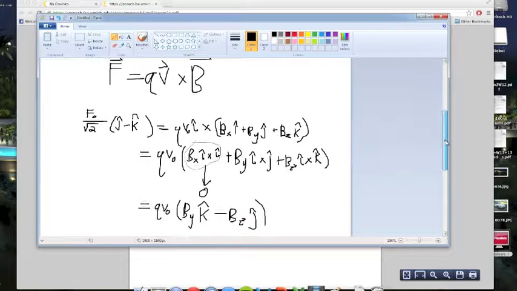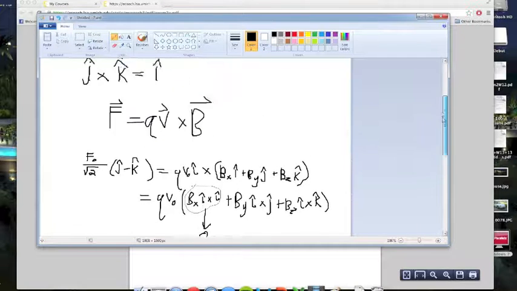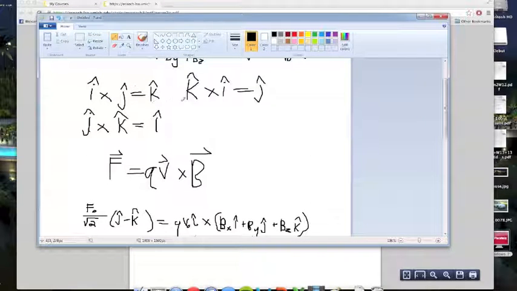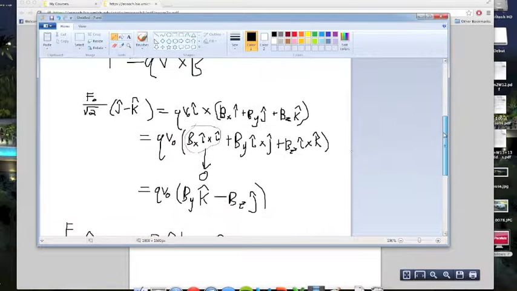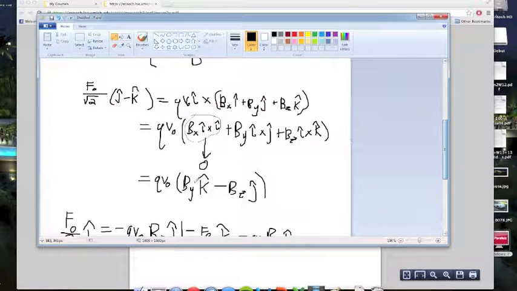So from there, we will take the cross products, and we know from up above that i hat cross j hat is going to equal k hat right here. And then i hat cross k hat is the opposite of k hat cross i hat, which equals j hat. So because it's the opposite, it's going to be a negative j hat. So that's how we get this term here, negative bz j hat. And then after that, we know that our force is equal to the charge q times v naught times the quantity of by k hat minus bz j hat.